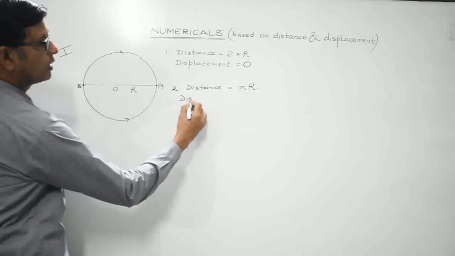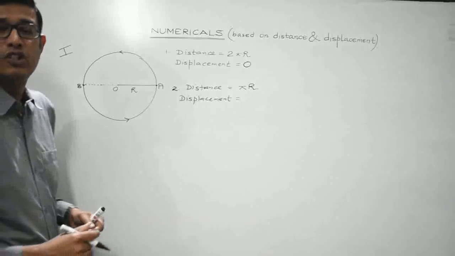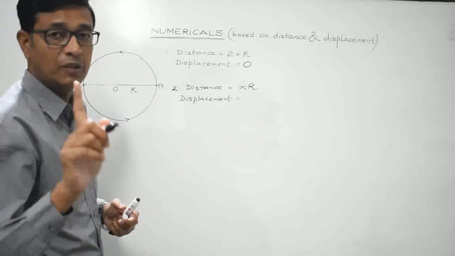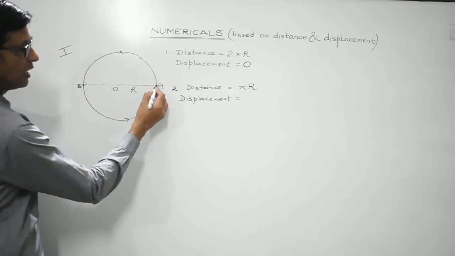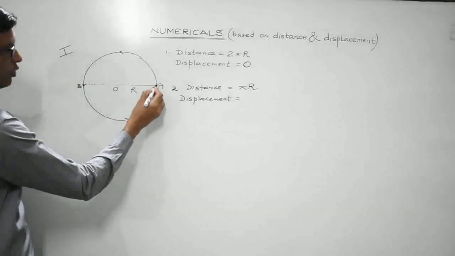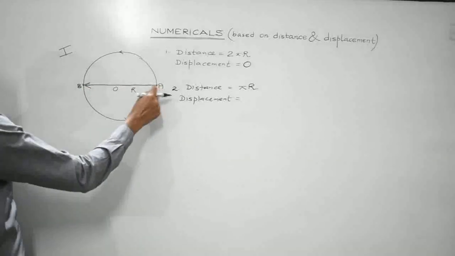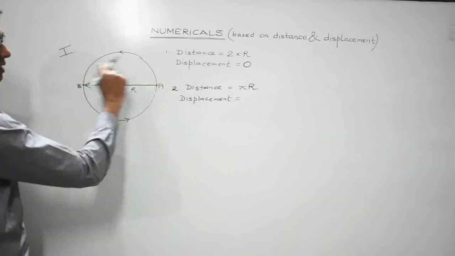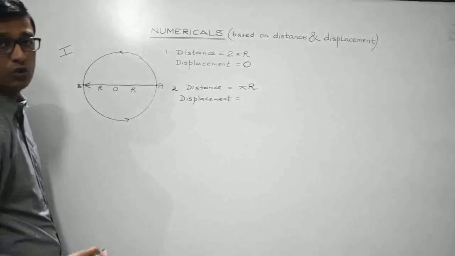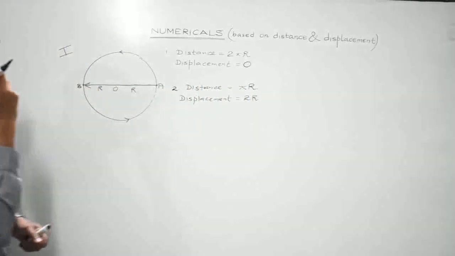Now what about the displacement in this case? Displacement would be the shortest distance between the initial and the final position. And as I have told you, it is represented by an arrow. The tail should coincide with the initial position and the arrowhead should point at the final position. So the displacement should be like this. It will be the diameter, a straight line connecting A to B. So it is obviously the diameter, which is equal to twice the radius. In this case, this will be the displacement.